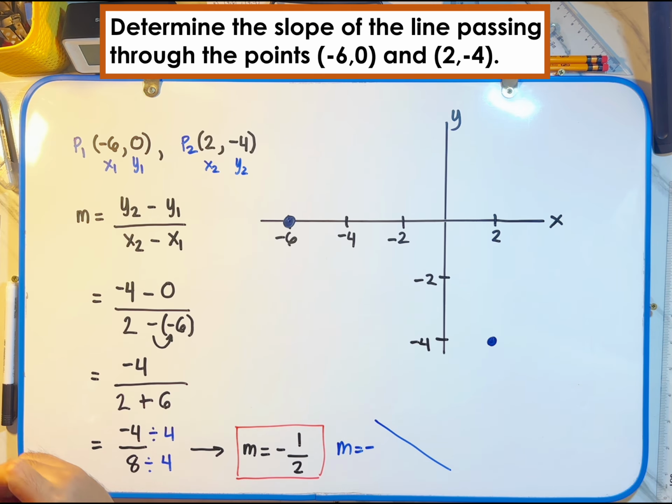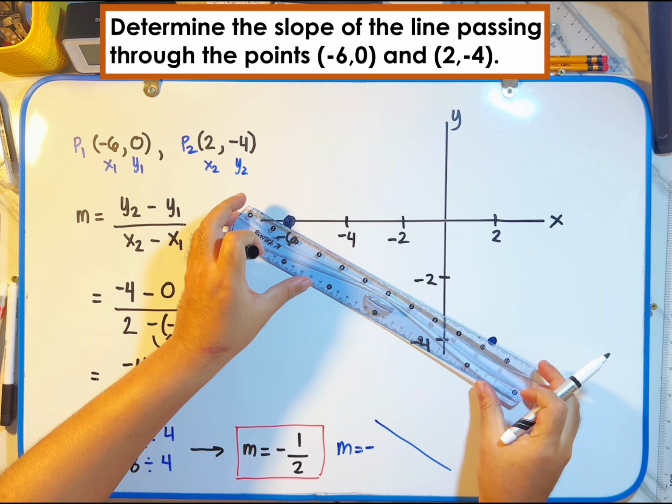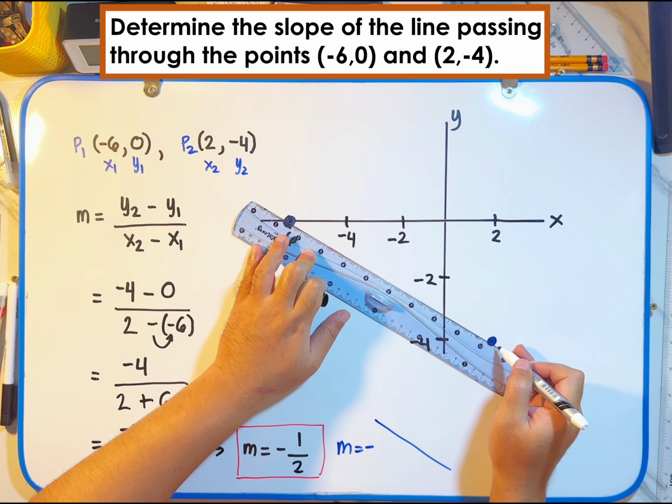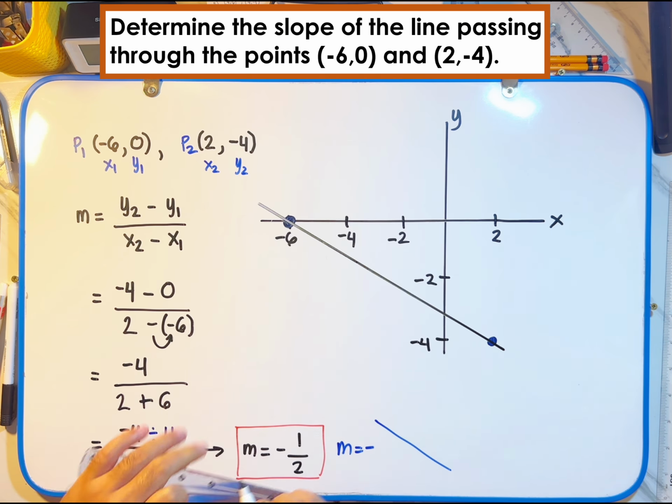And what can we say about that? We can draw a straight line passing through these 2 points. So what can we say? Our line goes down from left to right, just like what we have predicted. Let's proceed to the next problem.